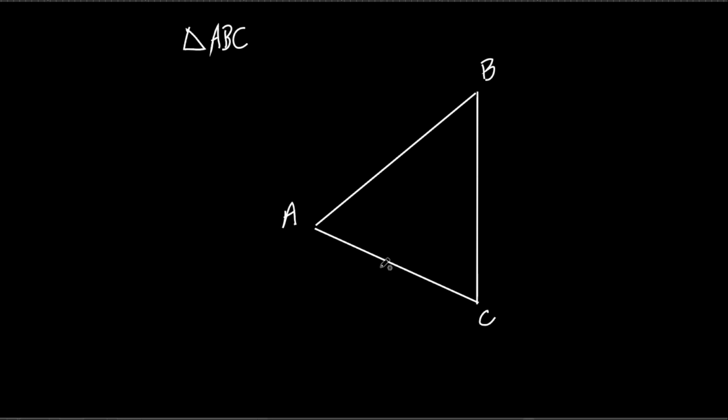What do we call the line segments that make up the triangle? No, not the vertices. It's the sides of the triangle. The line segments are the sides of the triangle. The actual point right here of the triangle is called a vertex.